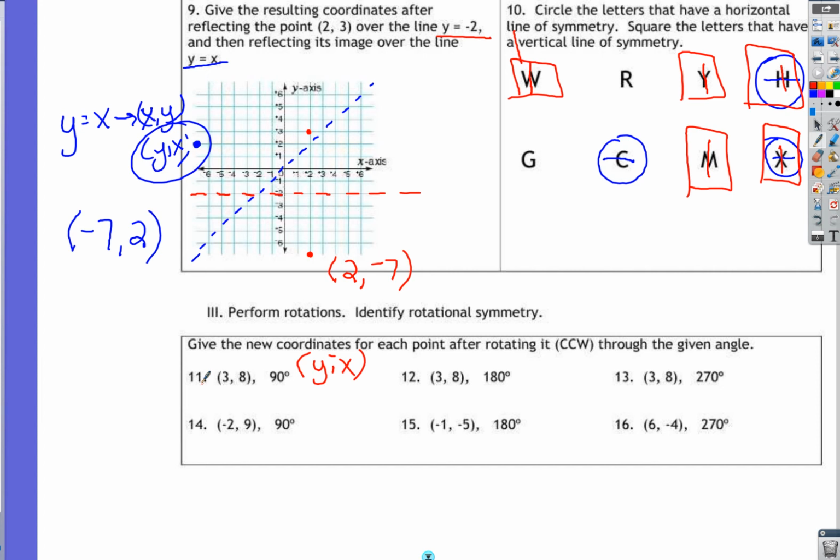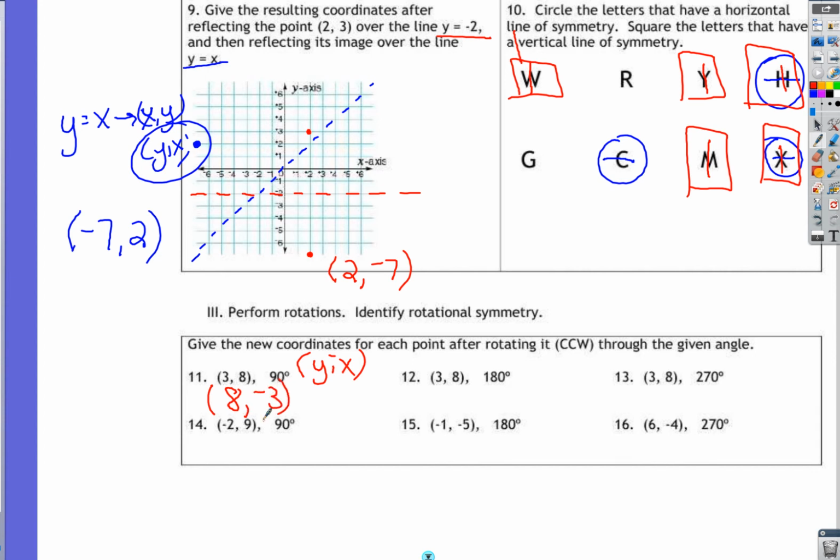Lily? Can you tell me the answer? Do you have a question? Oh, okay. Yeah, we're going to change our sign. So instead of being 3, 8, I'm going to put my Y down first. And for my X, which was a 3, I'm going to change the sign so it's now negative 3.